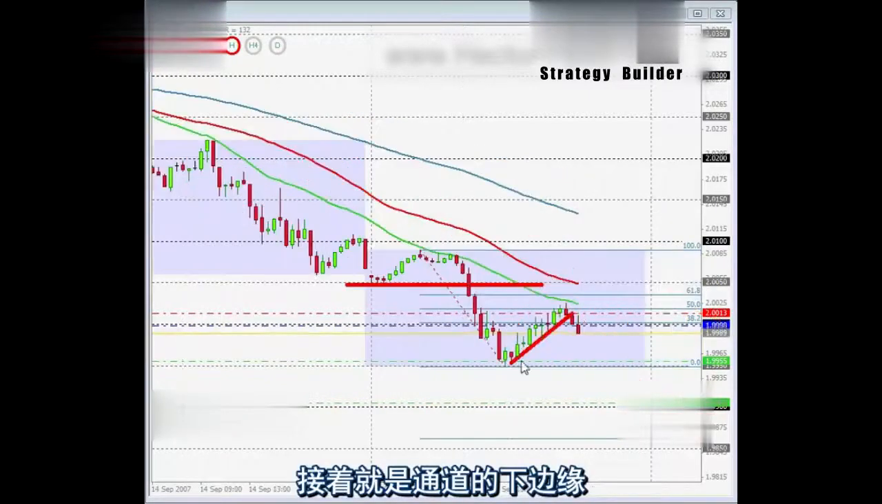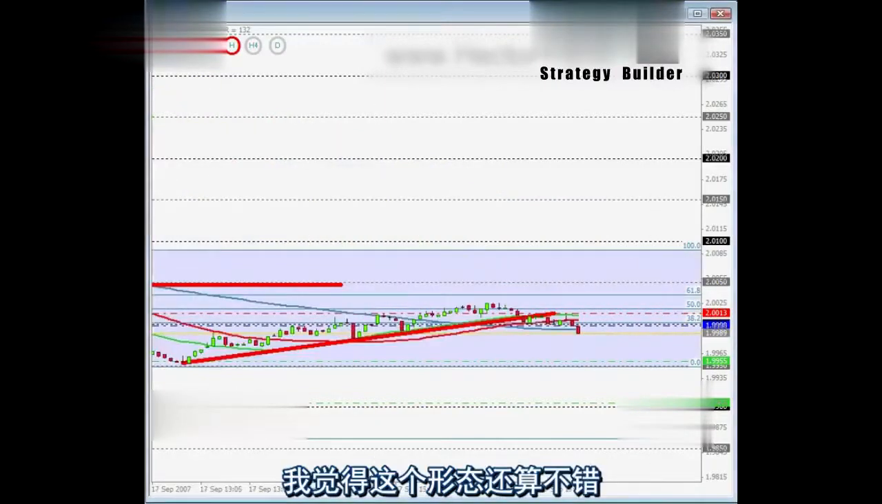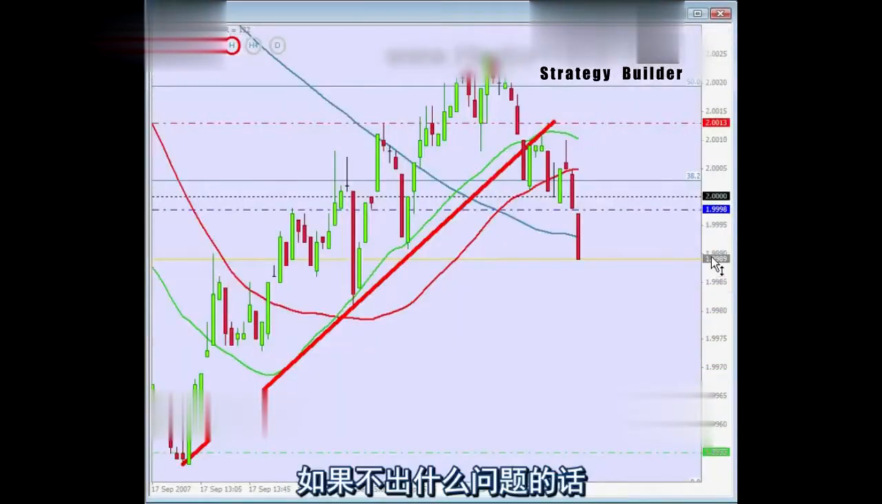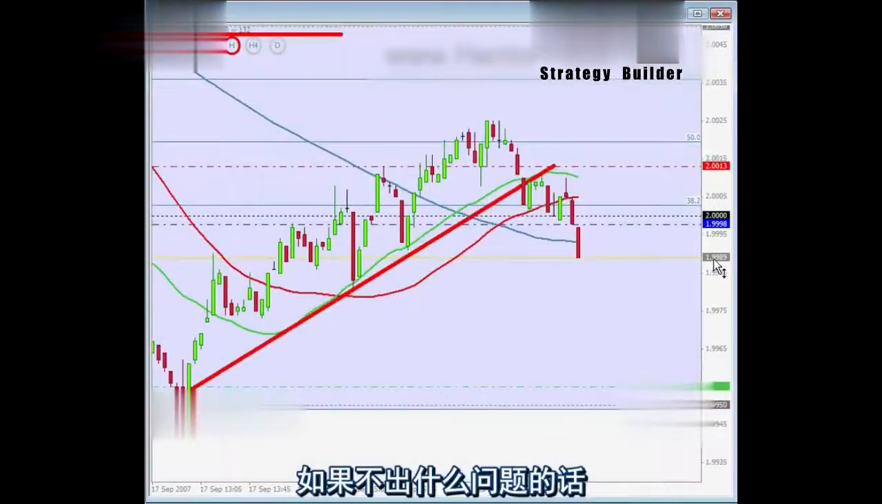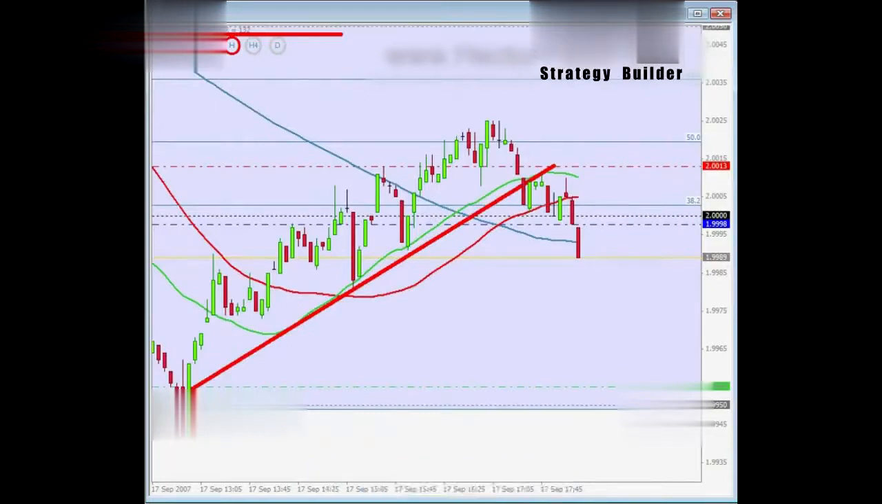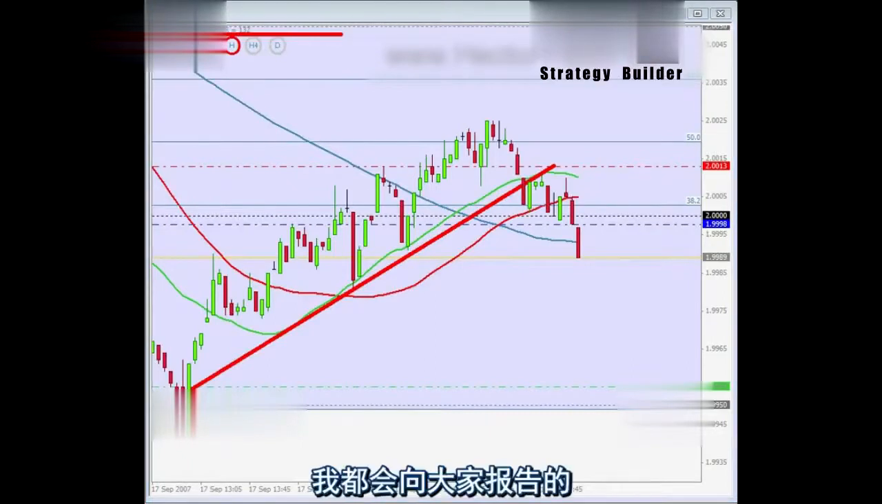Okay guys, I'll keep you updated. I think it's a good setup. If nothing goes wrong, I will recover the 17 pips loss that I scored on the Canadian dollar. Nonetheless, as usual, I will keep you updated. Bye bye.